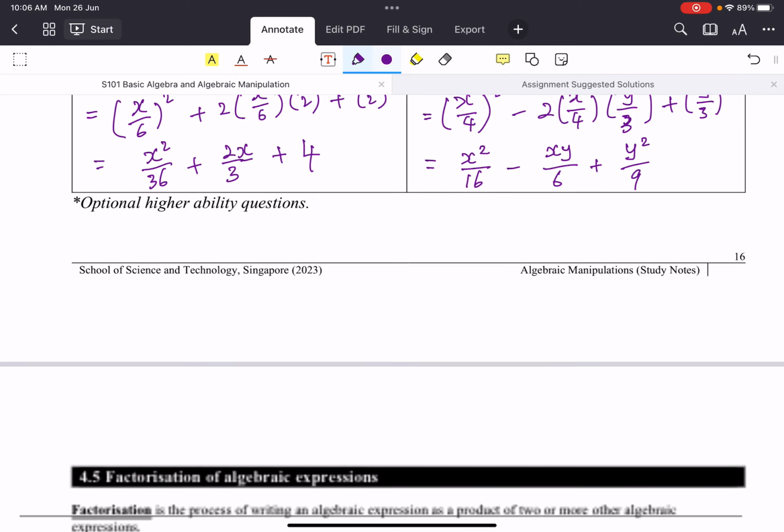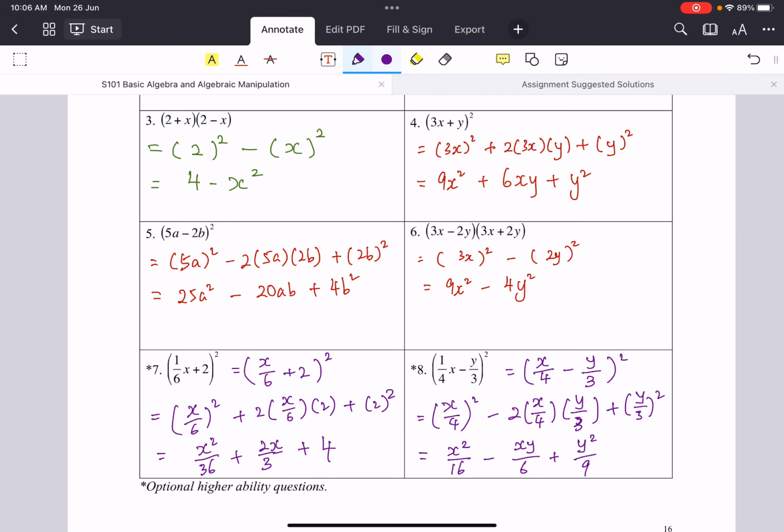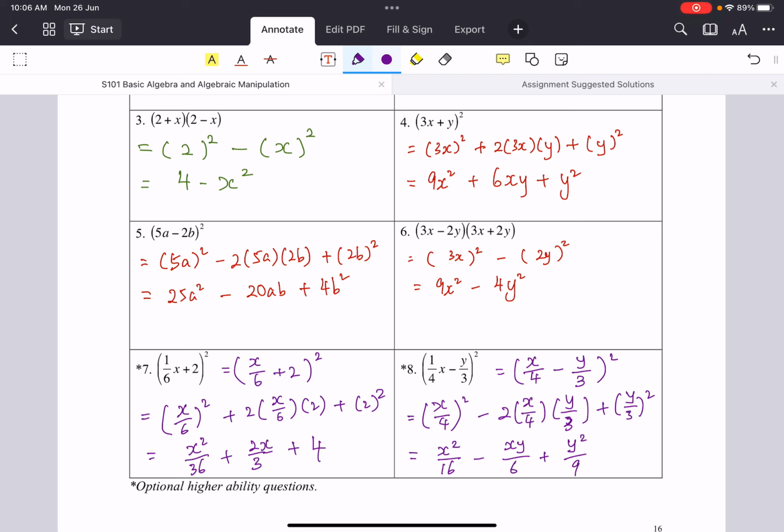Is that the last example for this section? Yes, it is. Okay, so I hope you had a better understanding of how we can use special identities to perform expansion. Have a nice day.